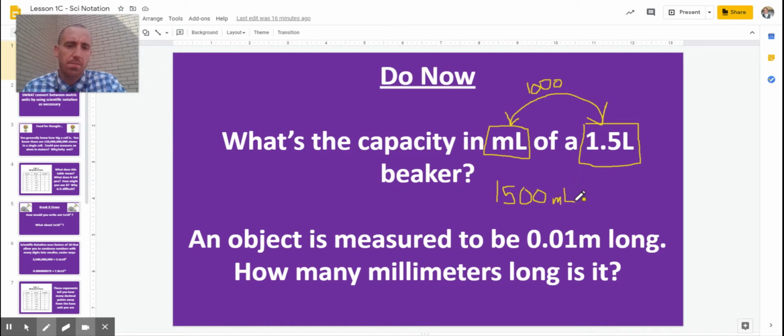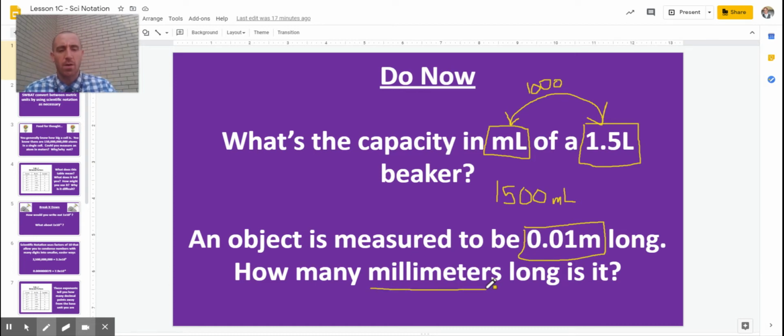All right, so next one. Take a minute, try the second one. An object is measured to be 0.01 meters long. How many millimeters long is it? All right, so again, you have the base unit. This time it's meters, measuring length. And we're going to go from the base unit of meters to millimeters.